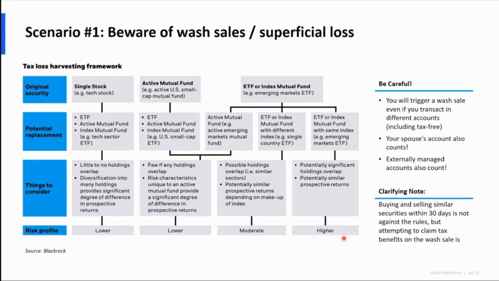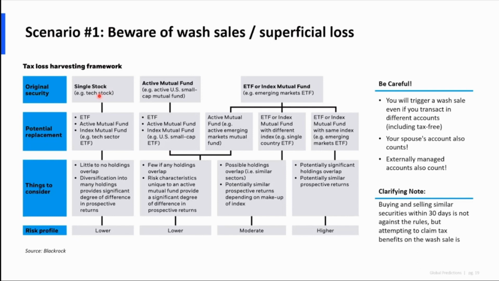Okay. So things that are definitely okay: selling one stock and buying a completely different stock, right? Like if I sold Microsoft and bought Apple, definitely okay. Whether that fits in your portfolio or that's what you want to do is another question.